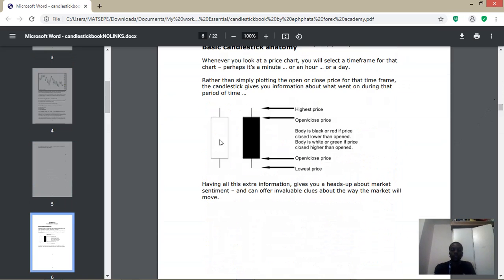Alright, so this is the body of a candlestick. And then this is your opening price, and this was the highest price, and then it went down, and this was the lowest price, and then it closed here. The same here, this was your opening price, and then it went to the lowest price, and then it went up, and this was the highest price, and then it closed here.